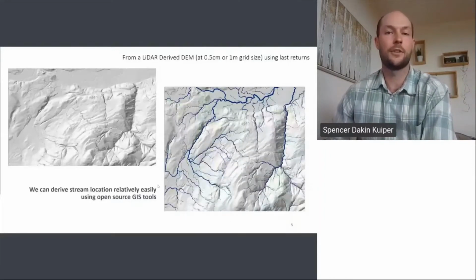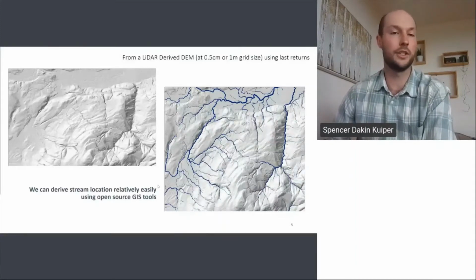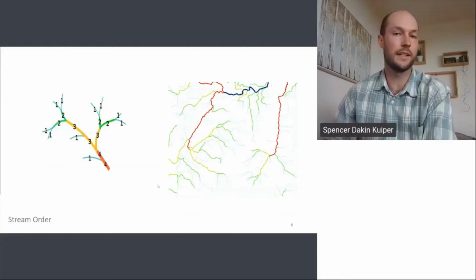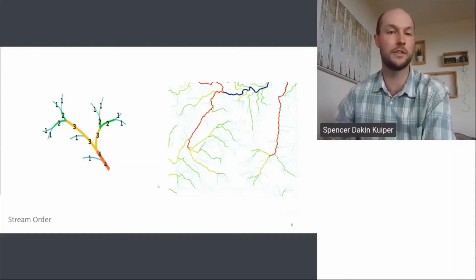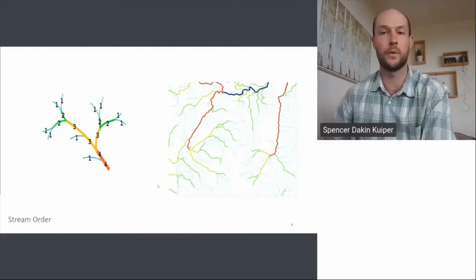So from a LiDAR-derived DEM, it's quite easy to derive stream location and flow direction using open source GIS tools. From this, we can then get basic attributes like stream order, where we can look at how branches of different streams connect to one another as they move throughout a watershed.